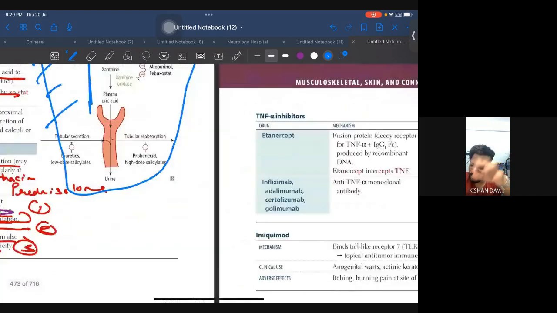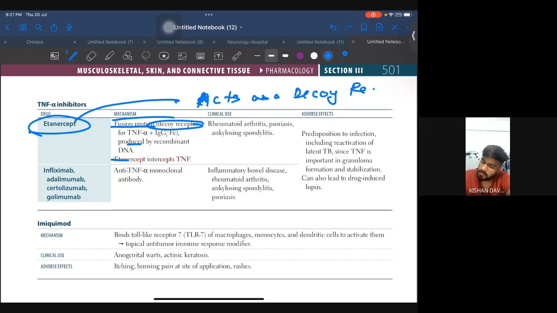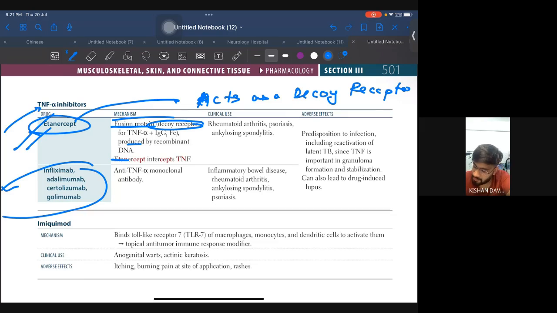All right. Moving ahead, etanercept is very important here because the mechanism is very important, but after that they give one more important line over here. And what is that line? Yeah, they have given here decoy receptor. So in the question they will give you X as a decoy receptor. So don't get confused. Wherever decoy receptor comes, think about etanercept. And these are the drugs, TNF alpha inhibitors, both are TNF alpha inhibitors. That's it.